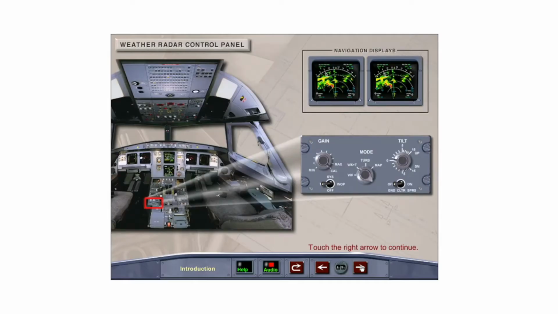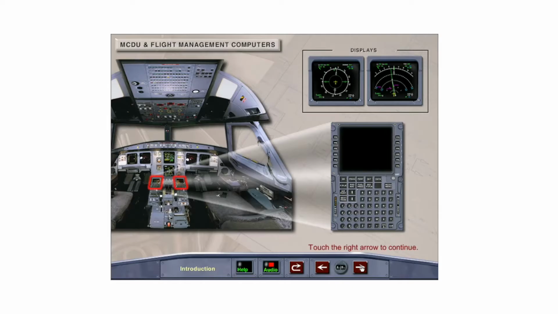The weather radar is controlled by the Weather Radar Control Panel located on the left side of the center pedestal. Weather radar images are superimposed on the navigation displays. The data from the VOR, DME, ILS, marker, and ADF systems is displayed on the navigation displays and primary flight displays. Control is normally through the MCDU and flight management computers.